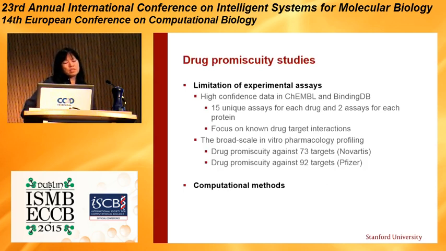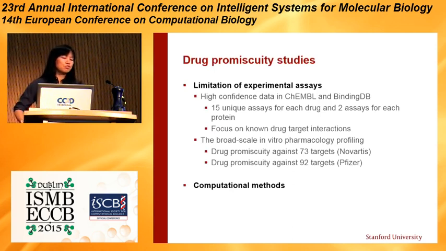So we cleaned and filtered the data. We found that on average, there are only 15 unique assays for each drug and 2 assays for each protein. And most of these interactions are the known drug target interactions. For example, this has been recorded in DrugBank or similar databases.